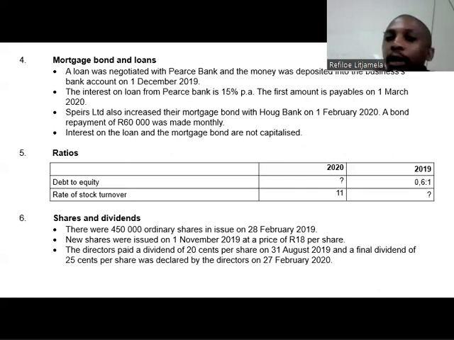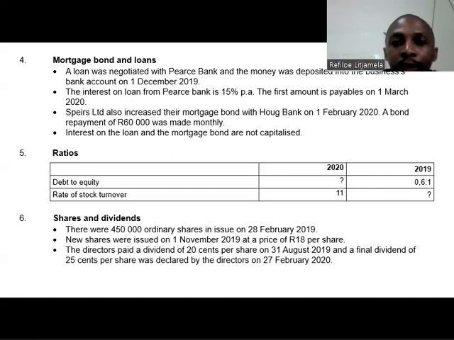So you've got debt to equity for this year, last year. For this year, it is a question mark. And then you've got rate of stock turnover. Last year, it was a question mark, but for this year, it is 11. In this case, since you don't have the inventory for last year, you might have to use that rate of turnover to calculate inventory for last year. But before you can do that, you first need to know the formula for calculating the rate of stock turnover.